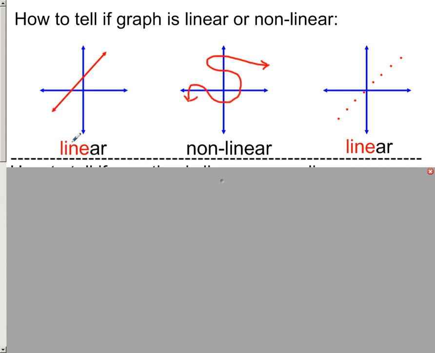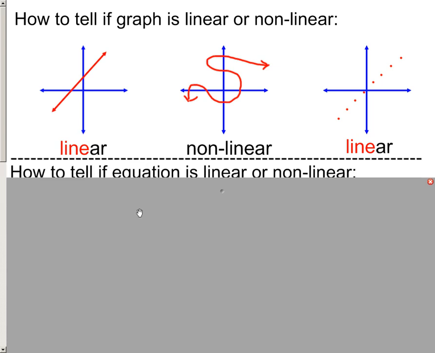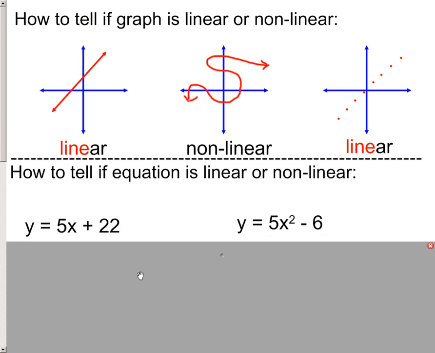Okay, now that's the easy part. I don't think anybody's going to have much trouble with that. The next part's pretty easy too, and that's when we give you equations. So here's an equation, and in fact we know it's in the slope-intercept form. And I hope at this point that you know that the y-intercept would be positive 22 and our slope would be 5, so we'd go up 5 spots from 22 and over 1, and we'd go up 5 more and over 1, and we could connect all those points and it would be a straight line.